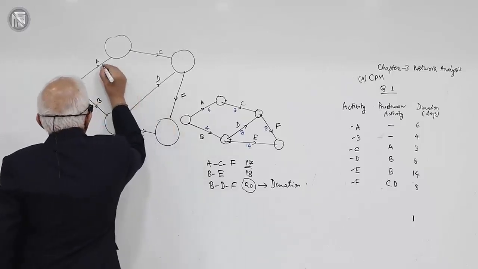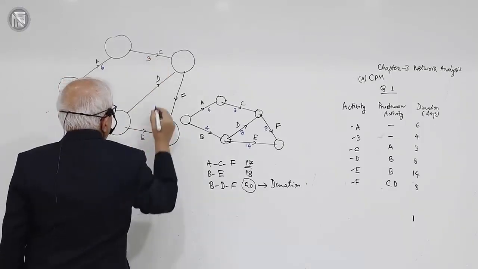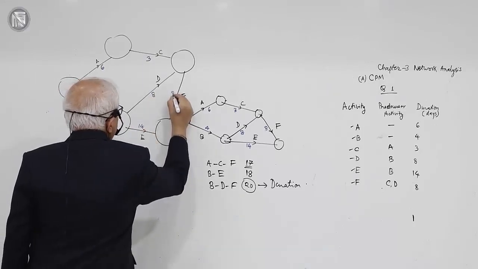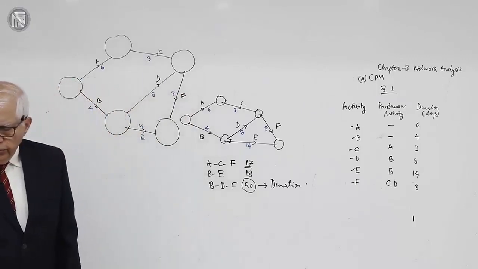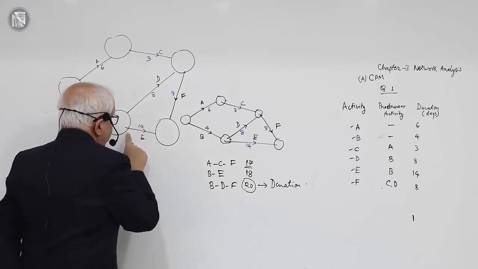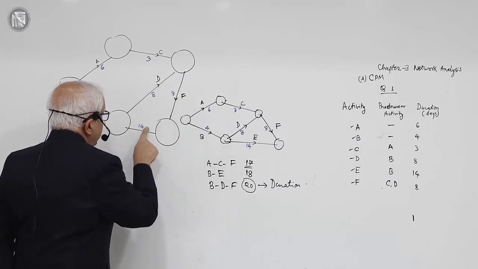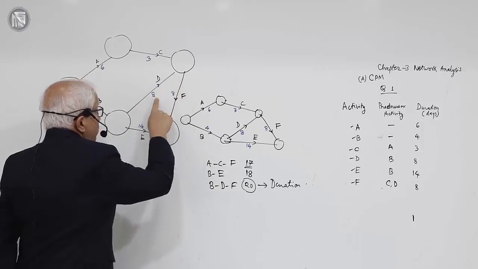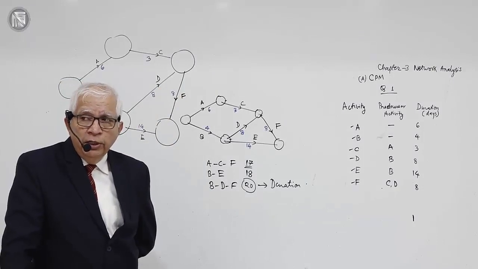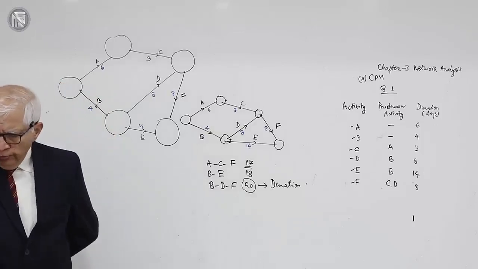For example, activity A is 6, B is 4, C is 3, D is 8, E is 14, and F is 8. These are the durations or lengths of the respective arrows. Remember, the number and the length of the arrow does not have to be proportional. For example, this is a small arrow, still the duration is 14, and this is a big arrow, the duration is only 8. There is no such thing that the length of the arrow will have to be proportional to the duration of the activity. So even a small arrow could be 25 days.